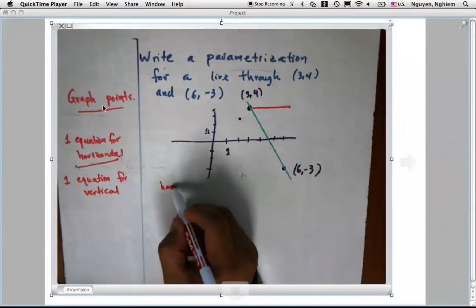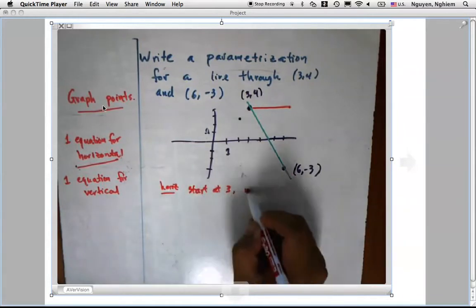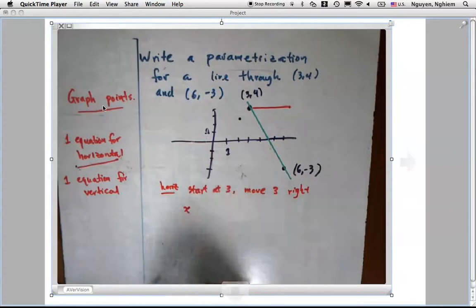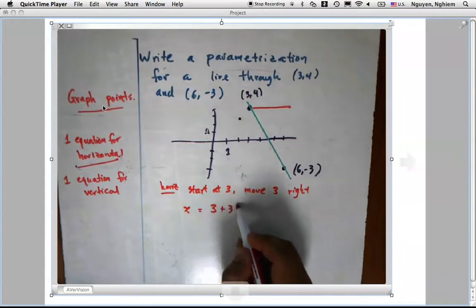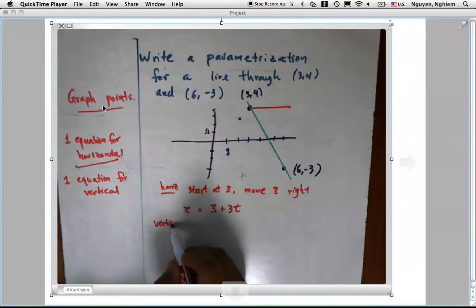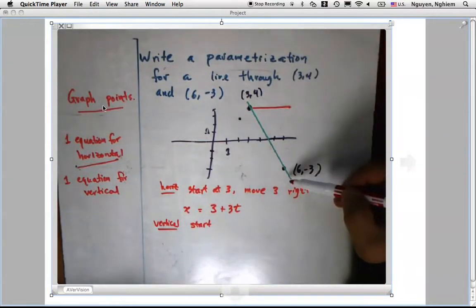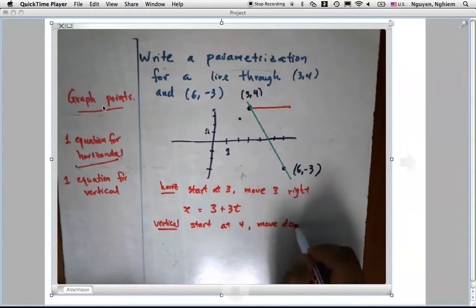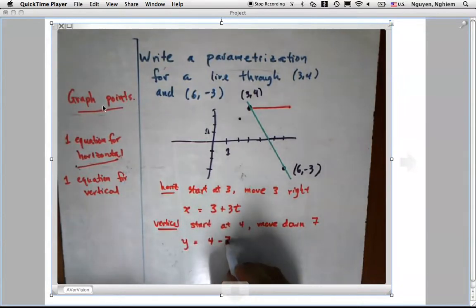So for the horizontal, we know that it starts at 3. And then it's going to move 3 to the right. And so we can graph that, and with our equation being x is equal to 3, that's the starting point, plus 3t. And similarly, for the vertical, we are starting at 4 and we're going down 7. So that equation is going to be y equals 4 minus 7t.